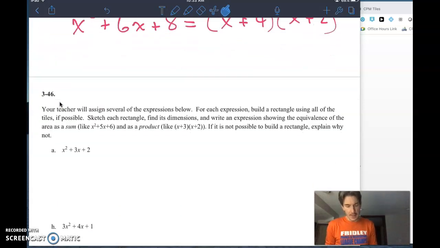Ladies and gentlemen, let's go ahead and practice this another time or two. This is with 3-46. I've got a couple more expressions, and I'm asking you to join me in writing these two things, A and H from 3-46, as products. Okay, we've got the sum, and I want the product.